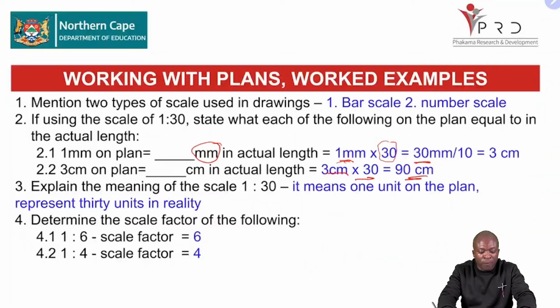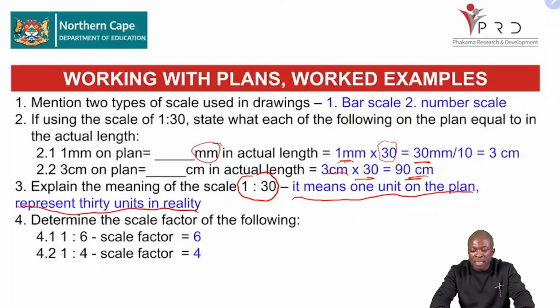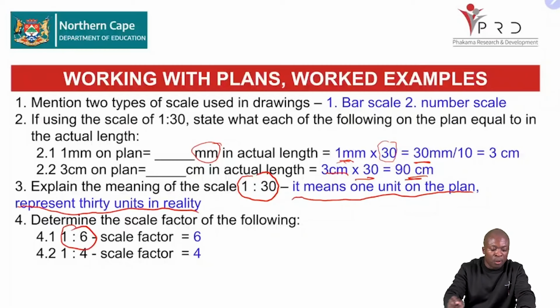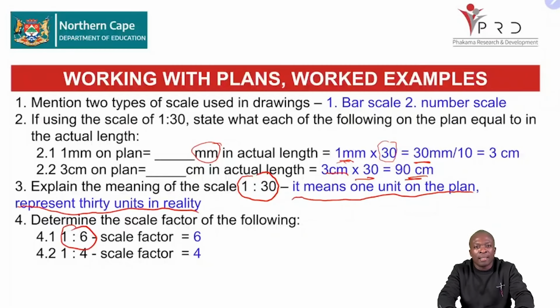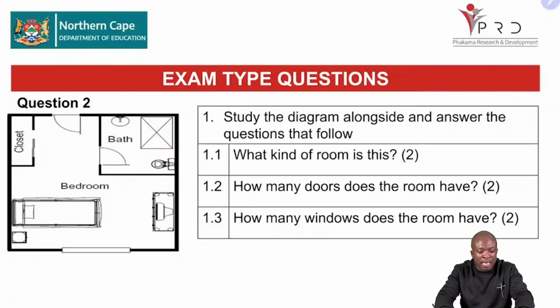Explain the meaning of the scale 1:30. So in examination, we expect you to write this sentence. Write it so that we give you 2 marks free. So you say it means that 1 unit on the plan represents 30 units in reality, and that will give you 2 marks. Again, remember I've spoken to you about scale factor. So look at these 2, 1:6. Which of the value is the scale factor? The one on your right side, which is the 6. And the 4.2, the scale factor is our 4. I hope this has helped a lot.